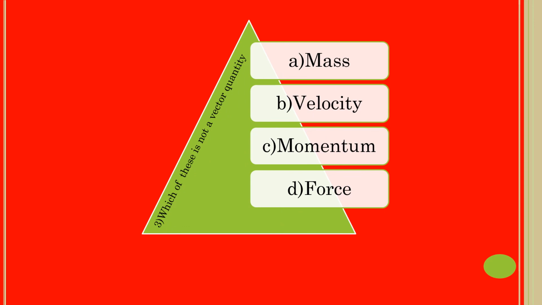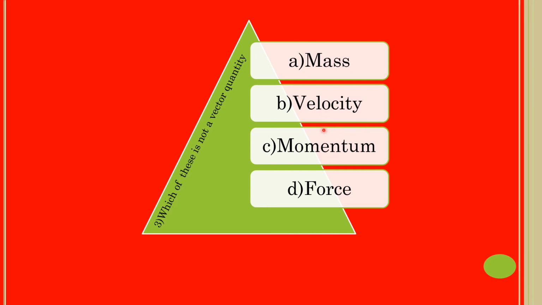We're moving to the third question, which is: which of these is not a vector quantity? Vector means the one which has direction as well as magnitude. Options are mass, velocity, momentum, and force. The moment you read the question, you have the options here, you know the answer. Velocity is speed with direction, so it is a vector quantity.